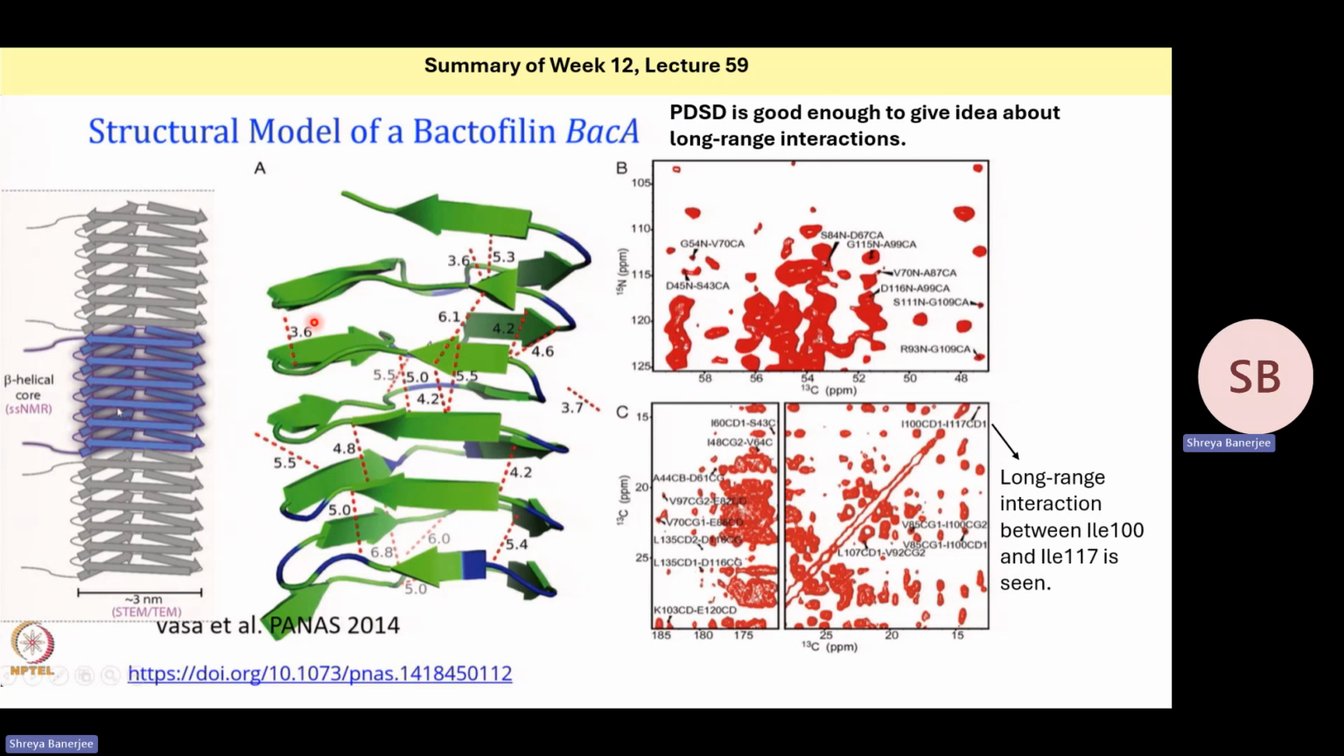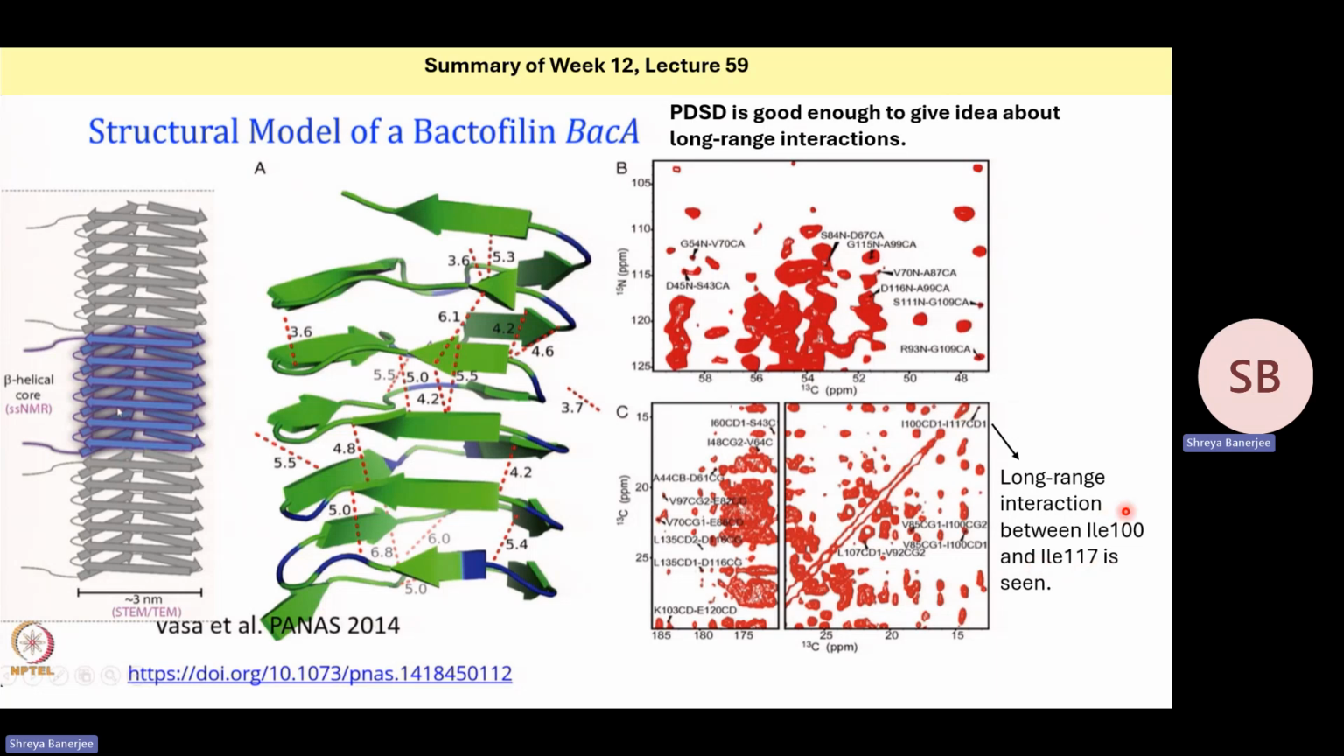So imagine in solution state NMR, they might have shown NOESY cross peaks. In solid state NMR, if you do PDSD and you give a mixing time of 500 to 800 milliseconds, you will be able to get correlations between these two carbons or these two carbons. That is, carbons that are not attached to each other directly but are close to each other in space. So the same information that you get from NOESY, you can get from PDSD if you give a long enough mixing time. You can see here, this is a cross peak between isoleucine 100 and isoleucine 117.